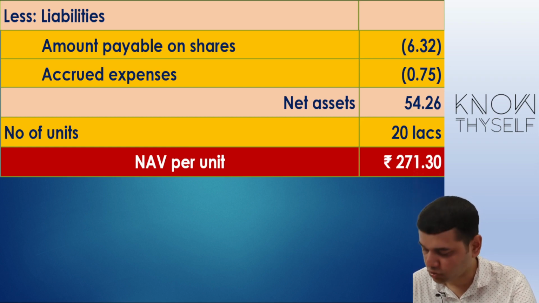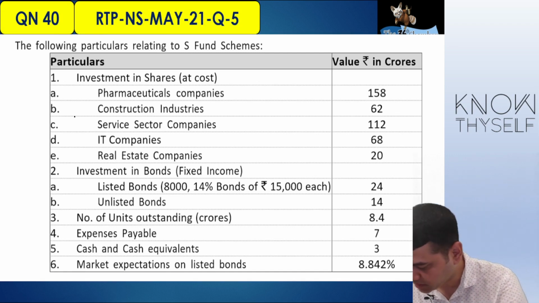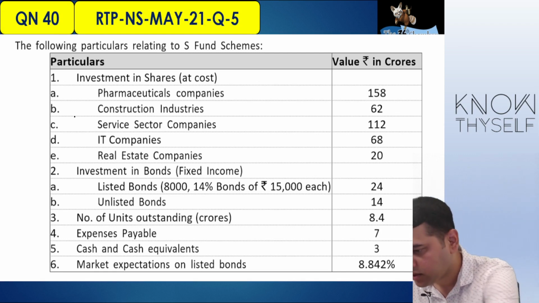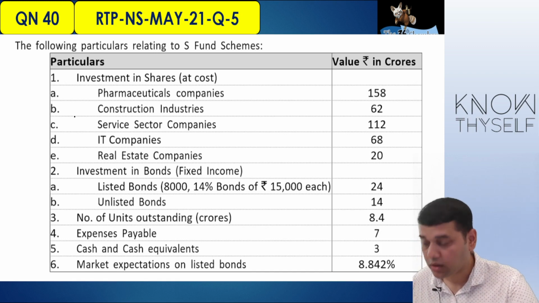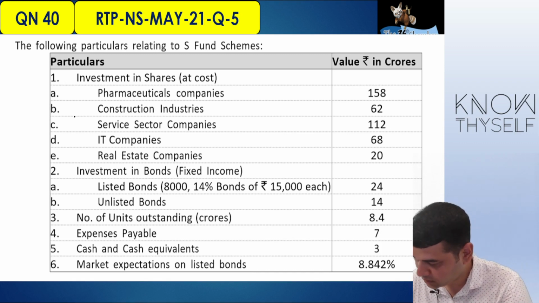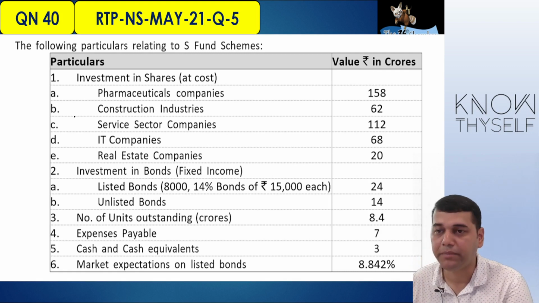Okay, so we'll move to the next question. This is an RTP question. Please mark this question also important, because this is all one type of question. We are done with this. Any one of these three questions may come. This is question number 40, which I put later somewhere. Then I realized this is similar to this question. Please mark this question important. It has come in your recent MTP.